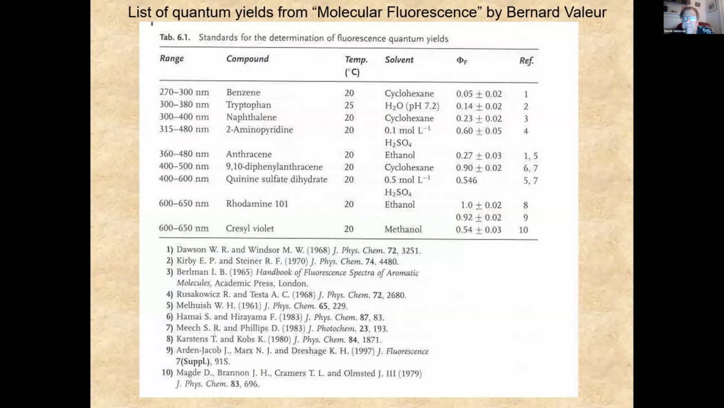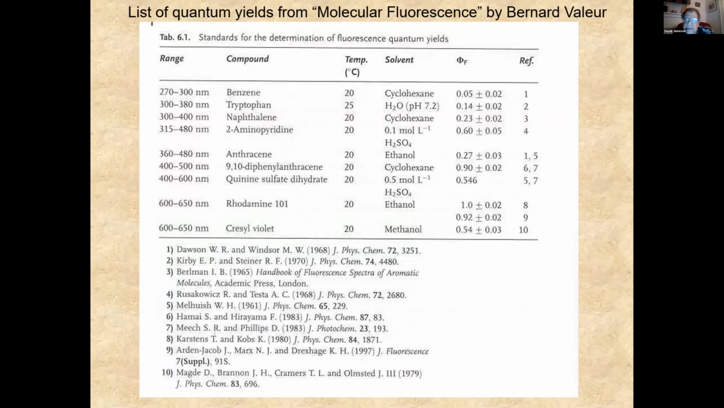But here's a list of quantum yields from Bernard Valeur's wonderful book, Molecular Fluorescence. And I'm bringing this up for a purpose. You can see different things, like benzene has a very low quantum yield. Tryptophan's a little higher, 0.14. Once we get up to rhodamine, we're up at 100%, a quantum yield of 1.